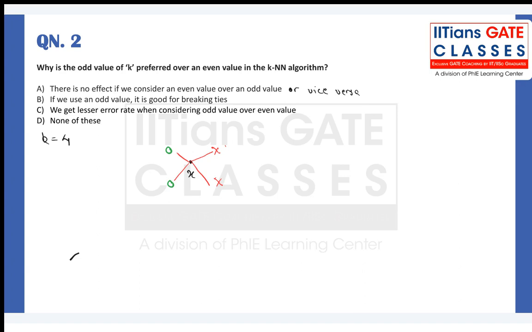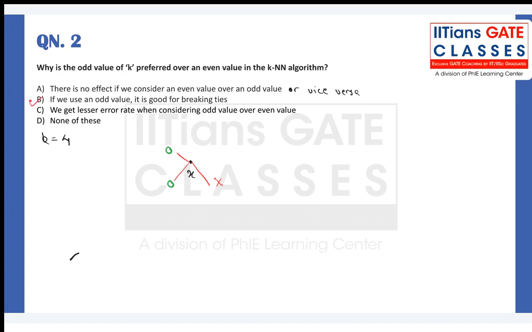That's a hint. Suppose if I had another, let's say, closest point and I considered k equal to 5. Now, which class will you consider? Let's say I remove this. Now k value is 3. Which class will you consider? So, which is the correct option? Good. Option B is correct.